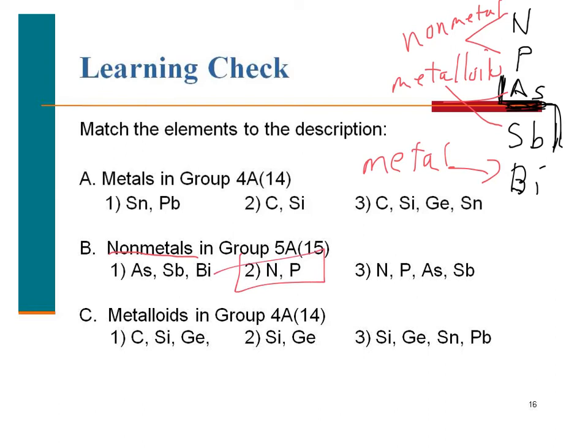Finally, they want metalloids in group 4A. Hey, I just erased that. That was the silicon and the germanium. Chemistry's easy, life is hard.